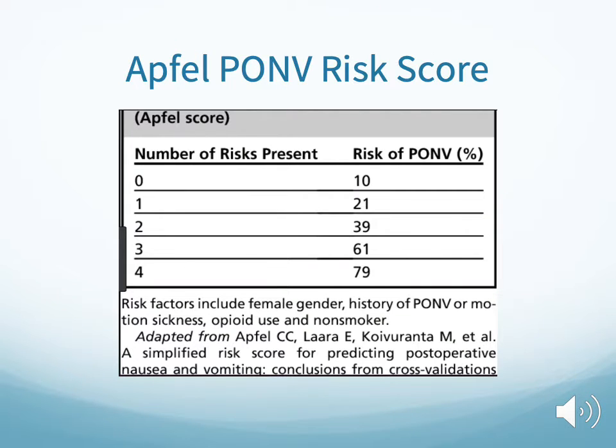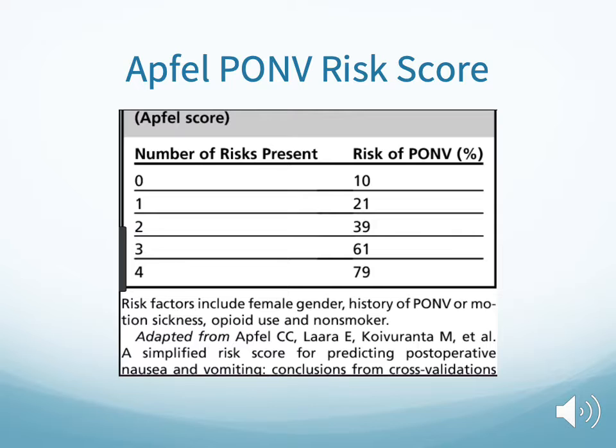The Apfel risk score is pretty well known and commonly used. It's really a beneficial tool to help determine which patient is at risk and the prevalence of developing post-op nausea and vomiting. By knowing the Apfel score of your patient, it can help guide your clinical practice for prevention. These risk factors are based on female gender, non-smoker, history of post-op nausea and vomiting or motion sickness, and opioid use.